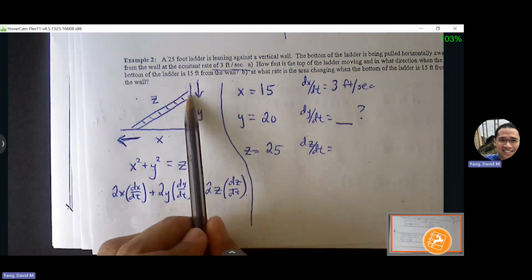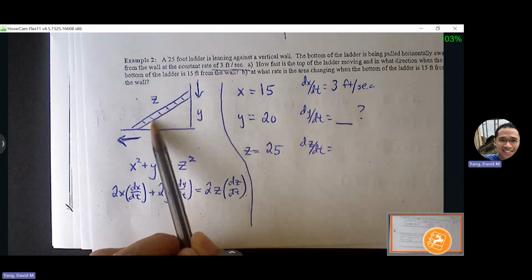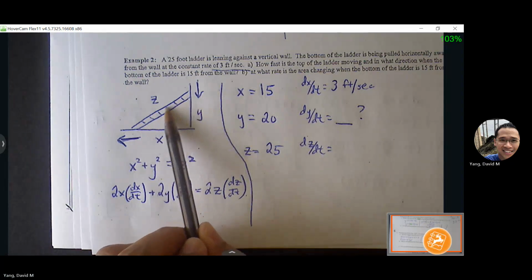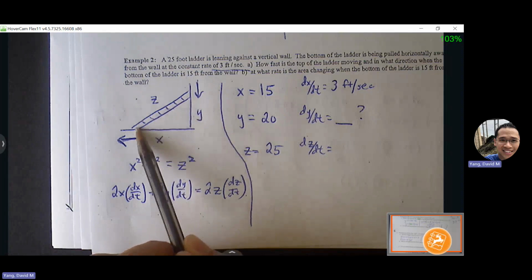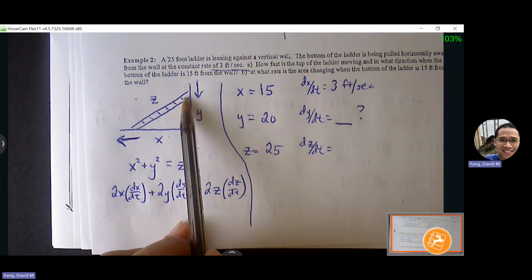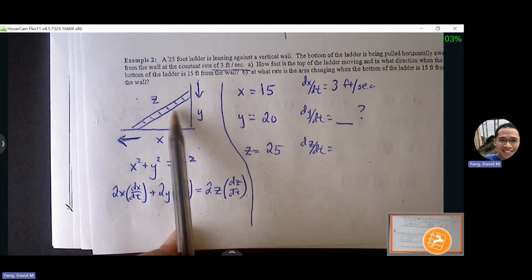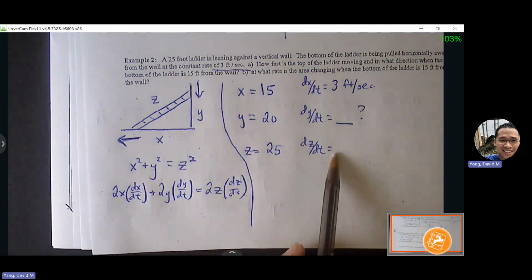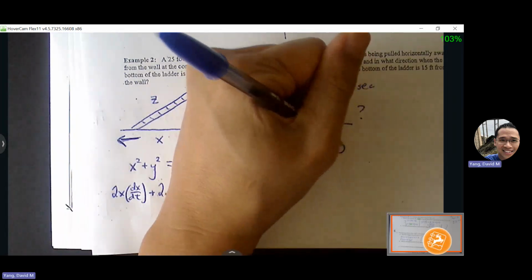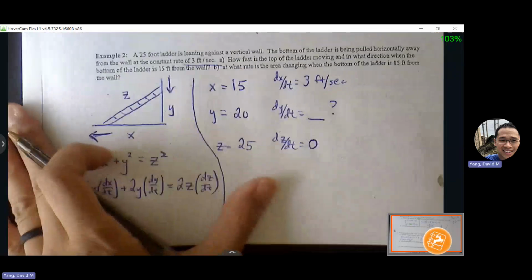Well, let's think about this, right? z is the length of my ladder. What is the rate of change of my ladder? How fast is this length changing over time? Well, let me ask you this. The ladder is 25 foot long. The length of the ladder doesn't change. Good. It's going to be 25 foot long at the beginning of the problem. By the time it hits the ground, it's still going to be 25 foot long. So my rate of change is going to be what? 0. It never changes, right? That length is always going to remain 25.